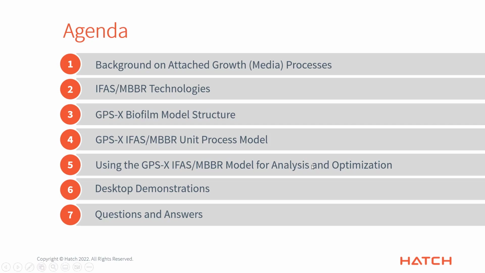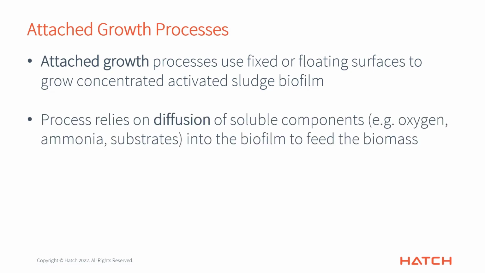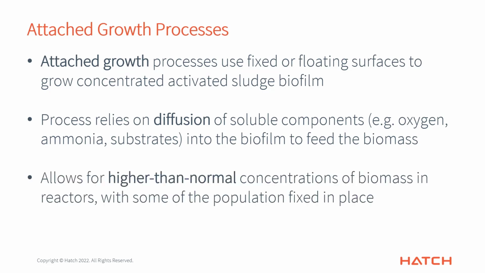Okay, jumping right in then. Let's talk a little bit about attached growth processes. Just to make sure that everybody's familiar with the terminology, we're talking about processes where we have a surface of some kind, either fixed in the system or floating, to be able to grow concentrated activated sludge biofilm. So the bugs grow right on the surface rather than floating around in the liquid. This process relies on the diffusion of the soluble components that we're dealing with in these systems, oxygen and ammonia and the carbon substrates and so on, into that biofilm so that they can interact with the biomass that is growing on that surface.